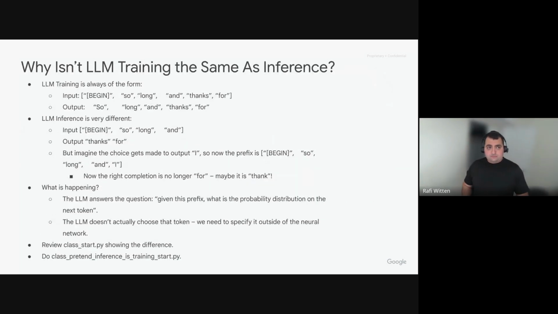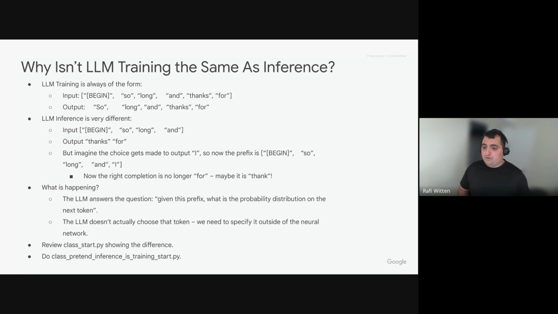Okay. So the next question I hear the most from folks is, why isn't LLM training the same as LLM inference? I think this is really something to think about and make sure you understand. So LLM training is of the form that we're highlighting here. The input might be the begin token, then so long and thanks for, and the output is supposed to be so long and thanks for.